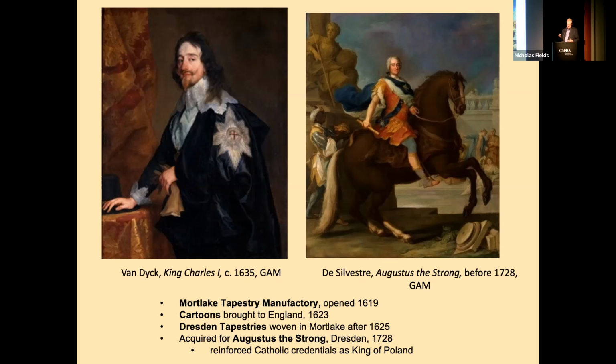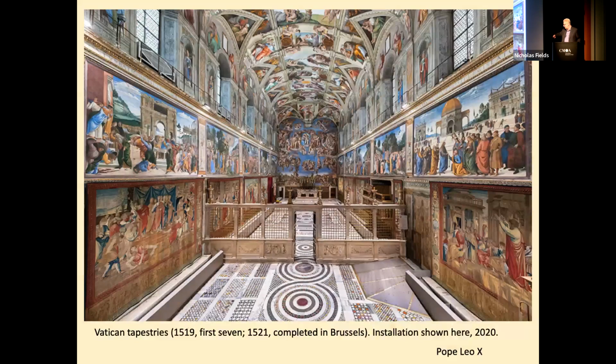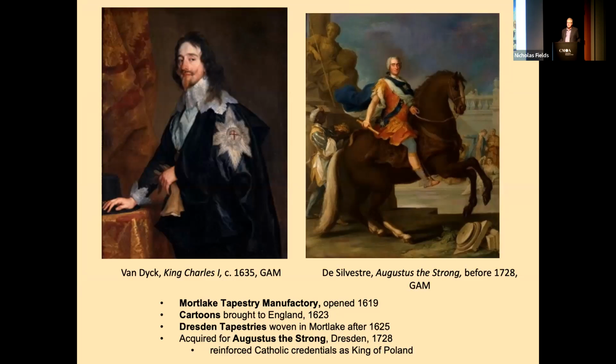So he was an elector, which is a kind of prince. And he was also King of Poland and Grand Duke of Lithuania. So he wore many hats or many crowns. And one reason it was important for him to have the tapestry set in Dresden, he leapt at the chance when he realized it was available, was because as King of Poland, he had to convert to Catholicism. And these tapestries would reinforce his credentials as a Roman Catholic and King of Poland.